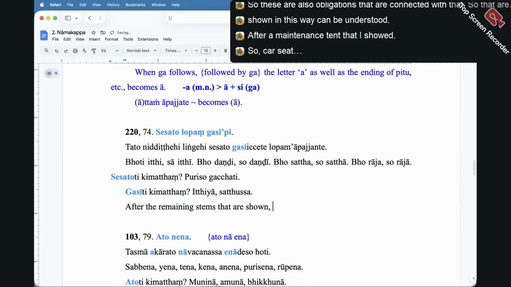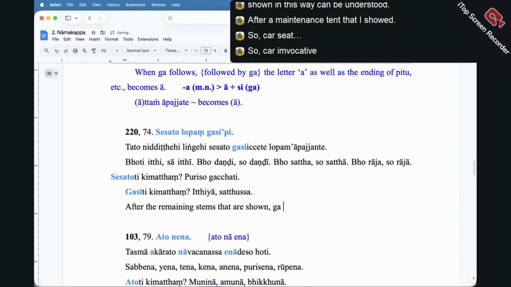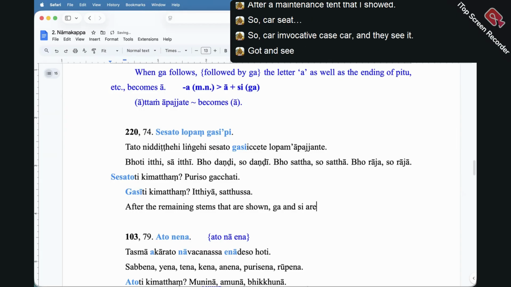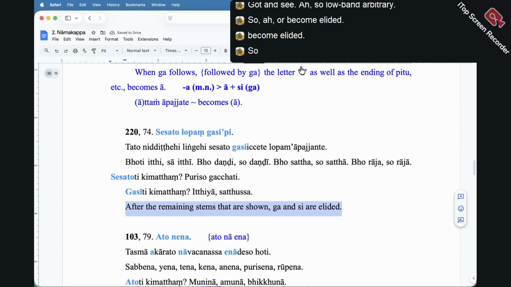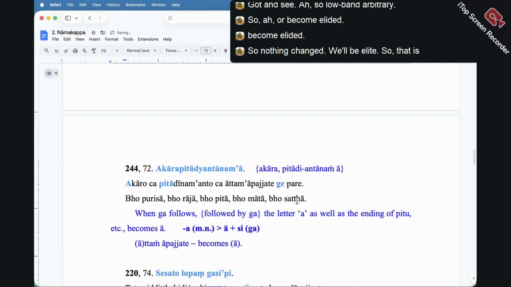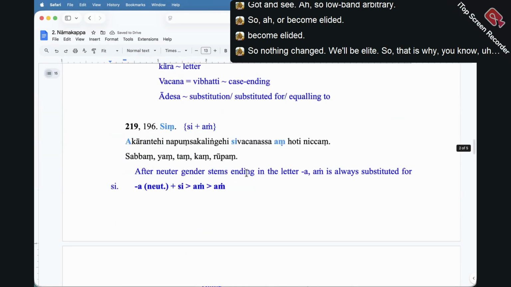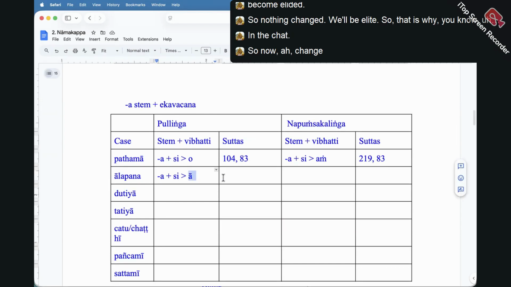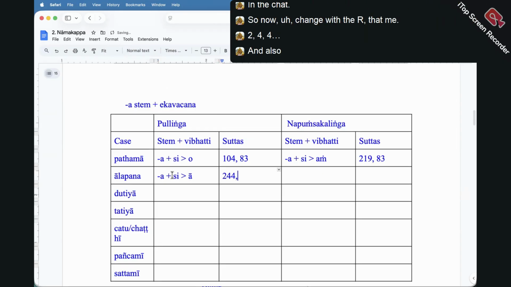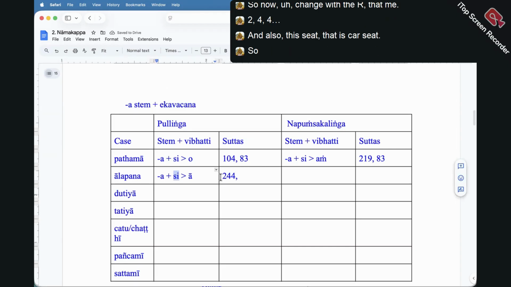so QUC. So Ka means the positive case Ka, and the C, Ka and C are so low band arbitration. So are or become elided. So nothing changed, will be elided. So that is why in the chart, now R changes to the R, that means 2, 4, 4. And also this C, that is QUC, will be dropped.